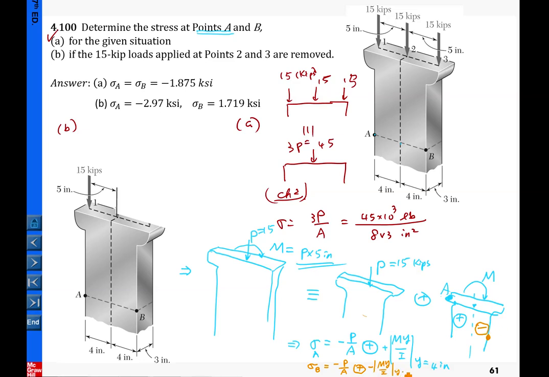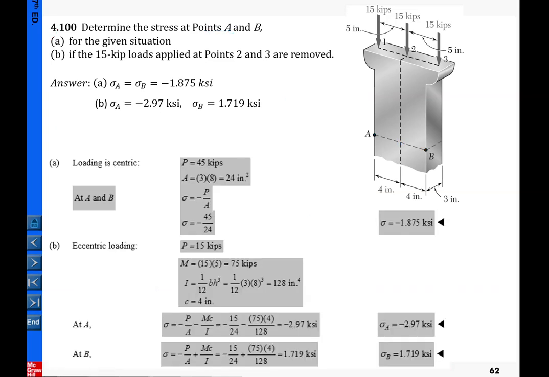And y at point B is the distance from B to the centroid of the section, and that is 4 inch. So again, you implement this one, and you can get B. So that is the detailed calculation for you here. Okay, let me see. I could have made a mistake here.